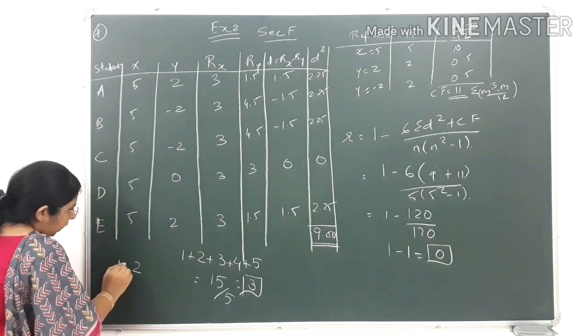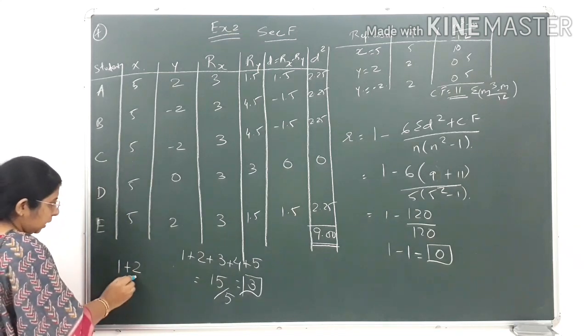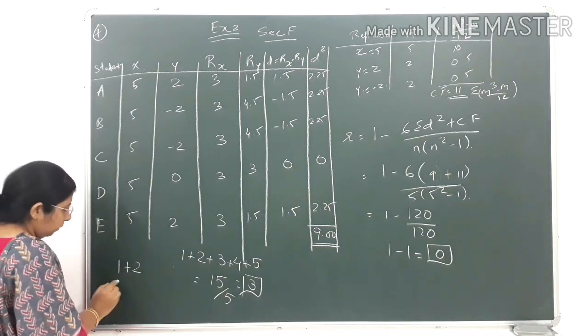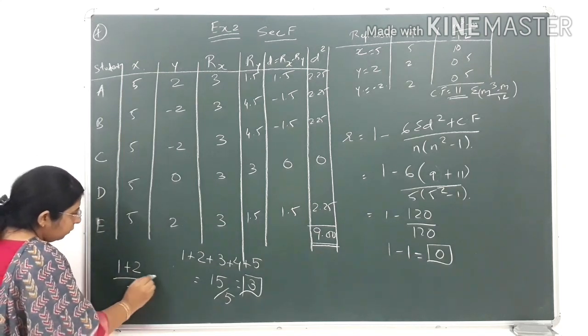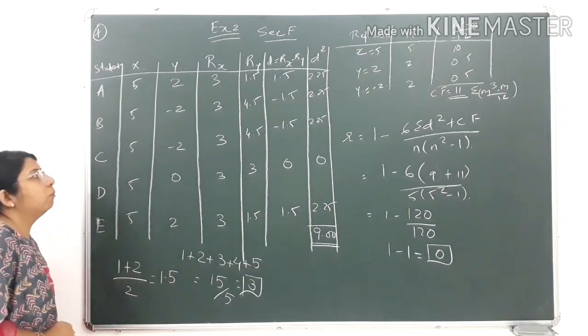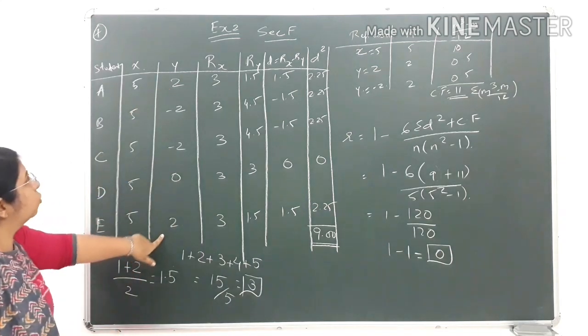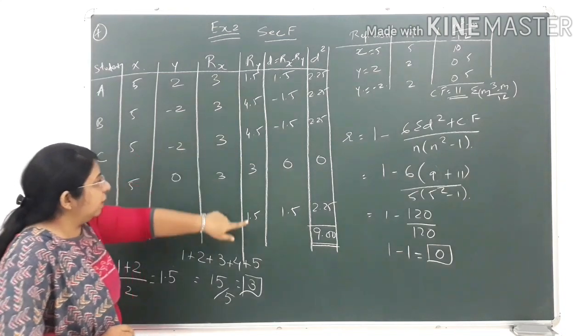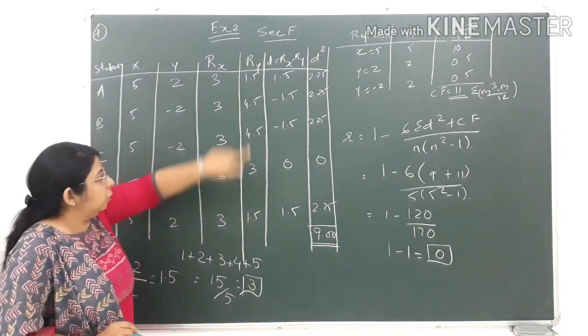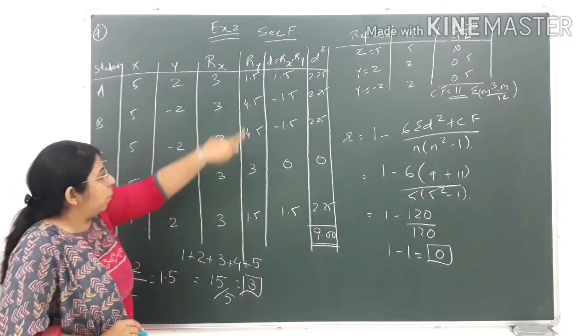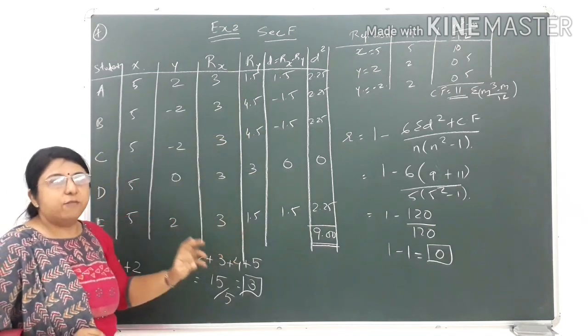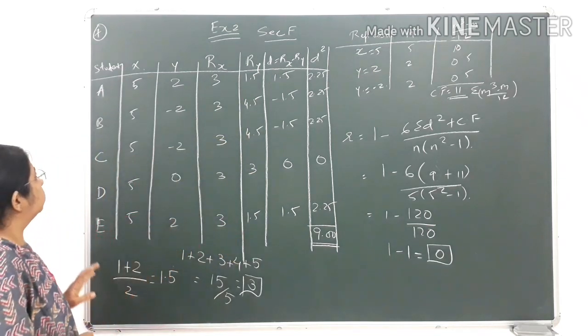So first rank and second rank, so 1 plus 2 would come to 3. 3 divided by 2 would come to 1.5. So you have to give rank to student A and student E, that is 1.5, 1.5. You cannot write 1 and 2 over here. You have to write 1.5, 1.5. It means the average of these two ranks.